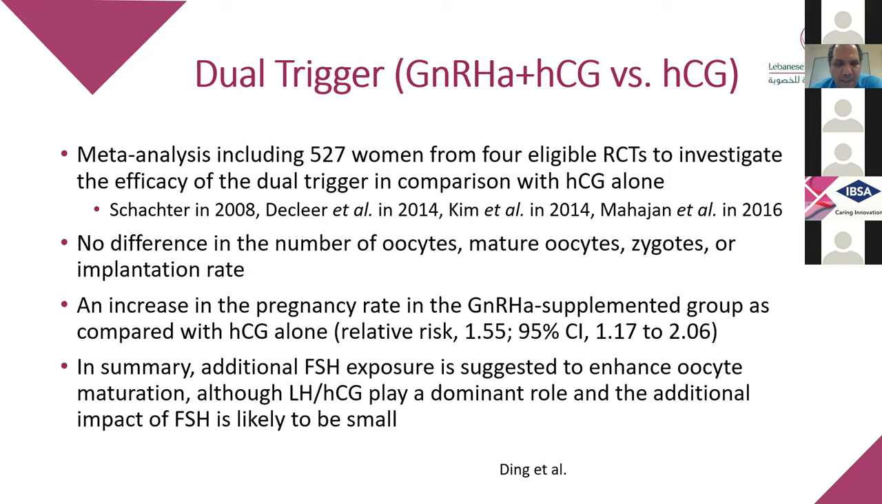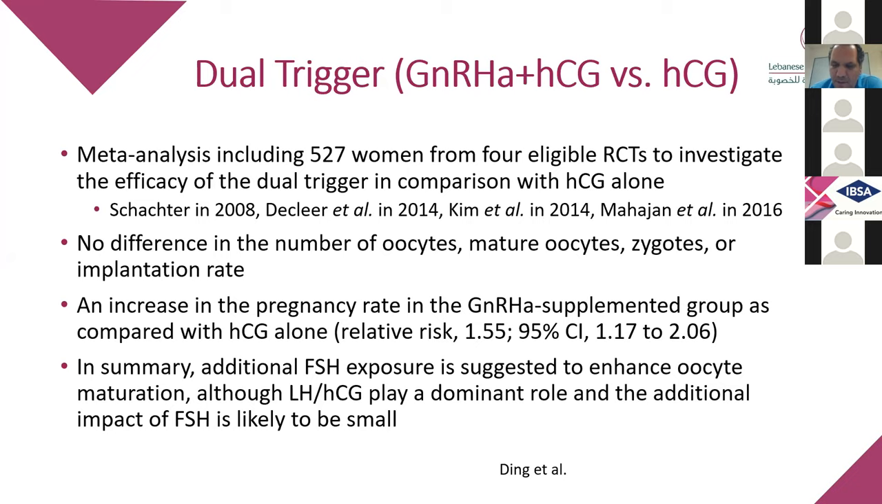So the additional FSH exposure is probably helpful to enhance oocyte maturation. But the most important thing, obviously, is still the HCG when we're doing a fresh cycle. So we really should not do a GnRH agonist alone for a fresh cycle, unless we are manipulating the luteal phase, but the HCG is going to be important.